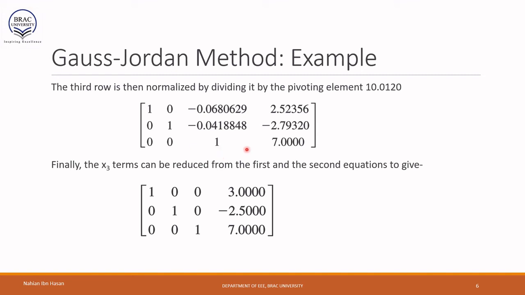We are just going to normalize the third equation by the pivot coefficient, which is 10.0120. So we normalize the third equation, and then we multiply the third equation by minus 0.04188848, and then subtract the result from the second equation, and if we substitute the second equation with the result, we will see that this off diagonal element will become 0. Similarly, we multiply the third equation by minus 0.06802629 and then subtract the result from the first equation, and this term will become 0.